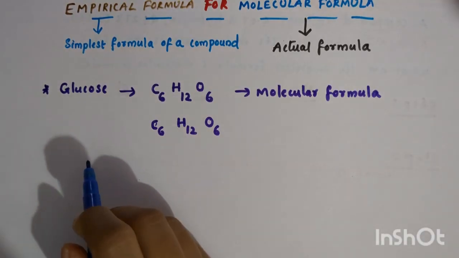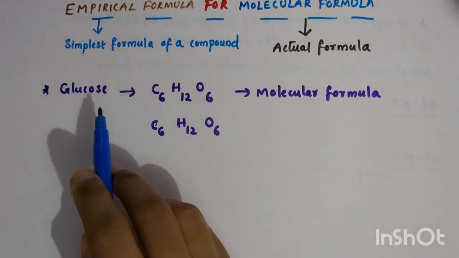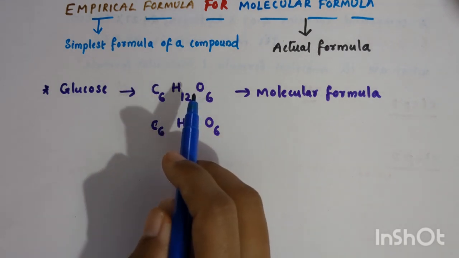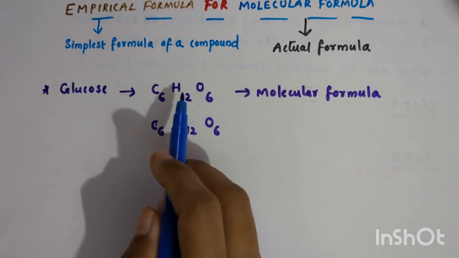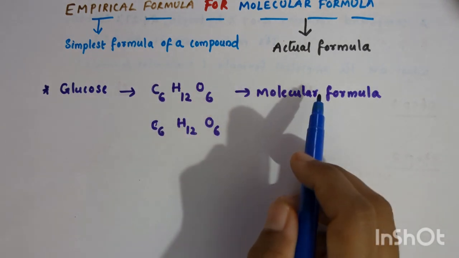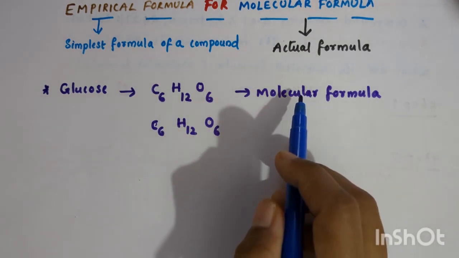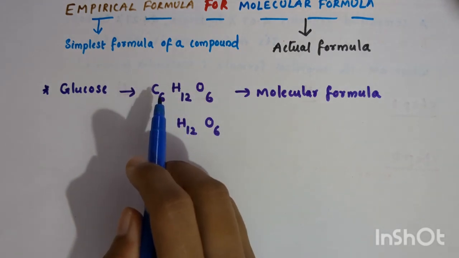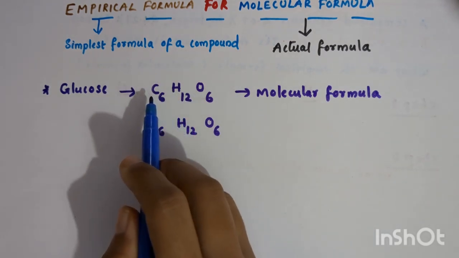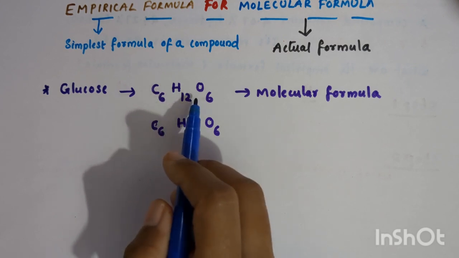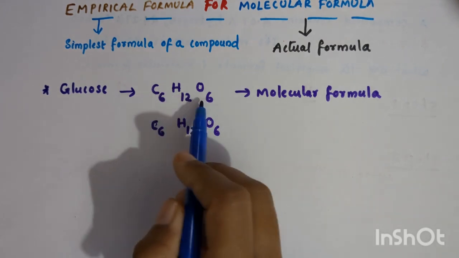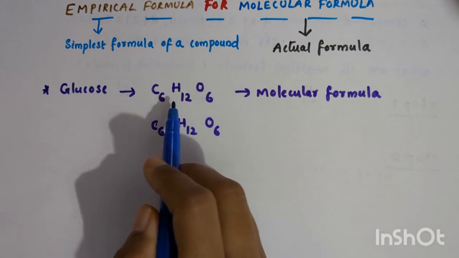For example, if you consider the compound glucose, its chemical formula is C6H12O6. That is the actual formula of glucose. So that actual formula is the molecular formula. So the molecular formula of glucose is C6H12O6. See, the subscripts of carbon, hydrogen and oxygen are 6, 12, 6. See, these numbers are actually multiples of 6, no?